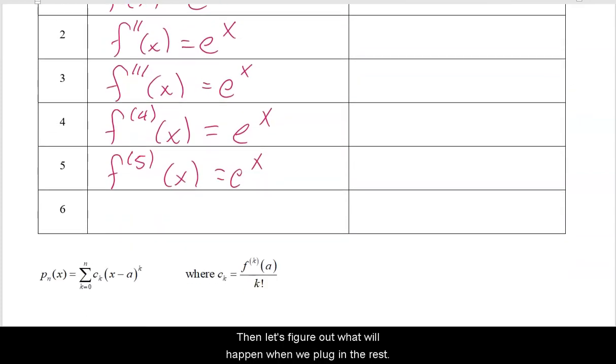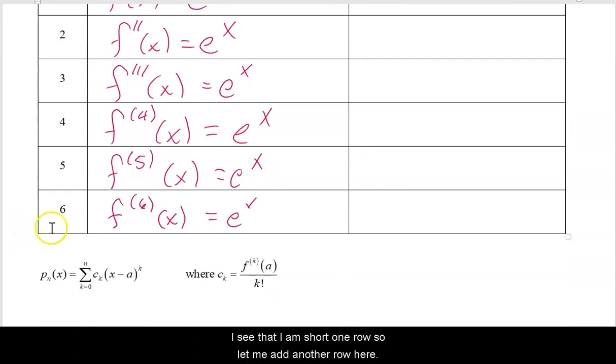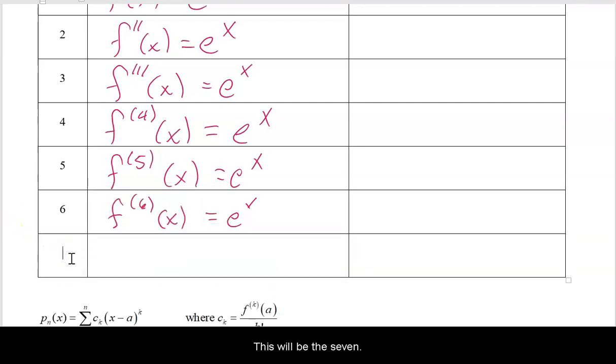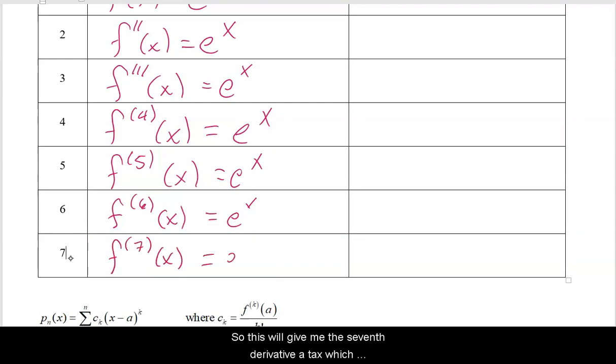Then let's figure out what will happen when we plug in the rest. I see that I am short one row, so let me add another row here. And this will be the 7th. So this will give me the 7th derivative at x, which is still e to the x.